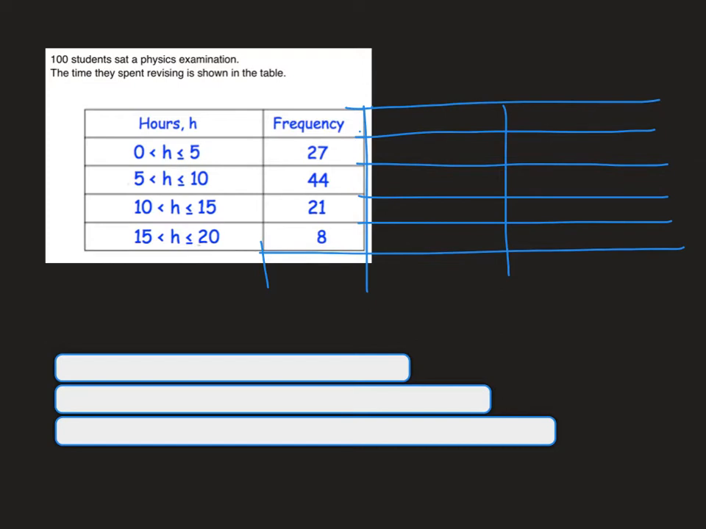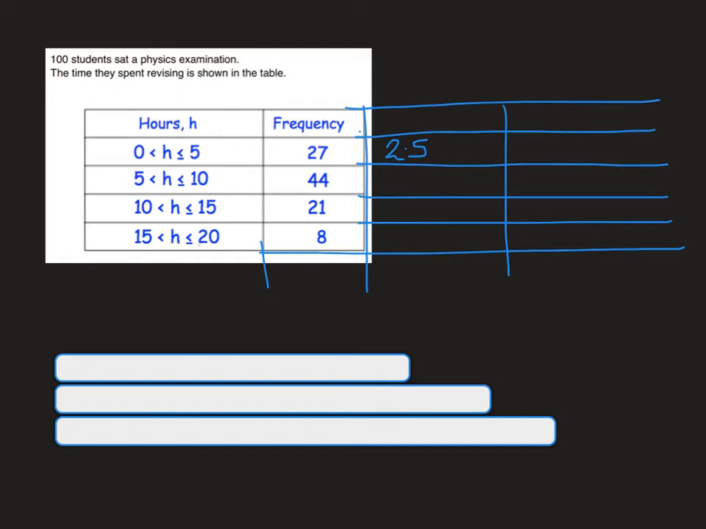So those 27 students in that first group, I don't know exactly how long they spent revising. What do you think might be a good estimate to use? Well, hopefully you said, well, how about the middle, right? I don't know if they spent 5 hours. I don't know if they spent 0 hours. Let's just say that maybe on average in there, they spent 2.5 hours. And that is going to be the key value we're going to want to use, 2.5.